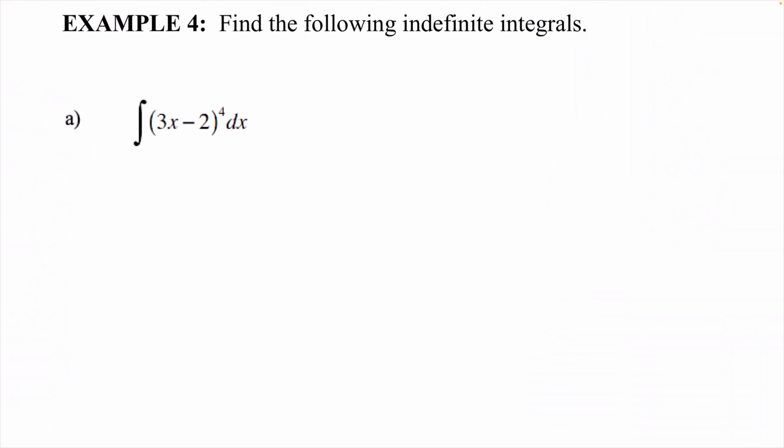Yes, I could. It'd be a lot of work, but I could. How would I do it? Well, it's to the 4th power, right? So I would need to go 3x minus 2 times 3x minus 2 times 3x minus 2 times 3x minus 2. And then I'd have to do FOIL, and then FOIL, and then FOIL, and you could do it. You would need to do it quite a bit.